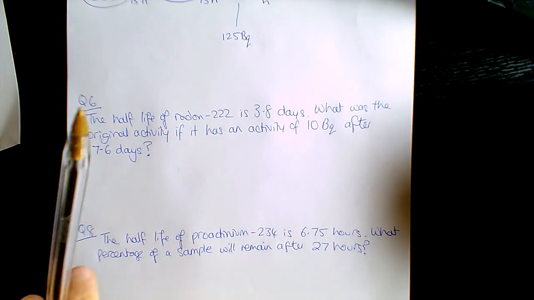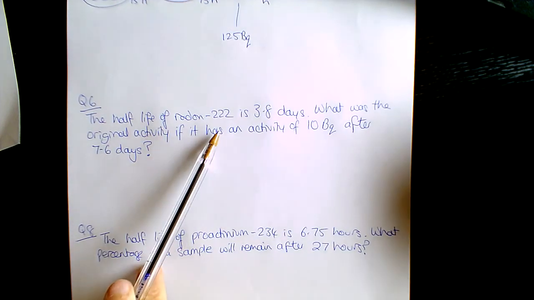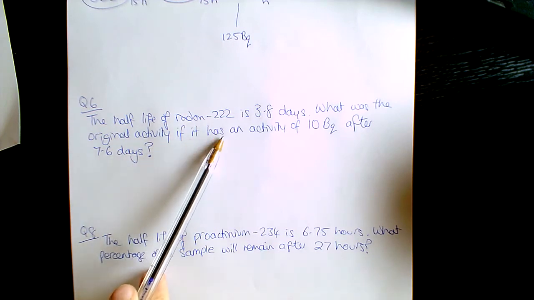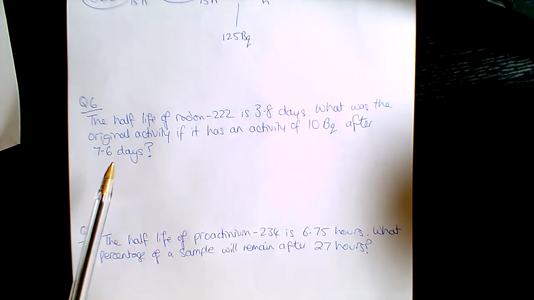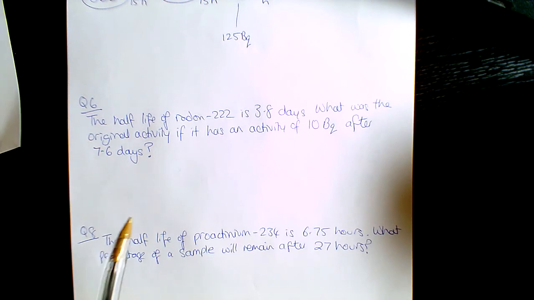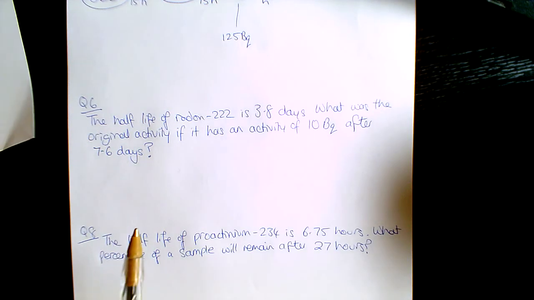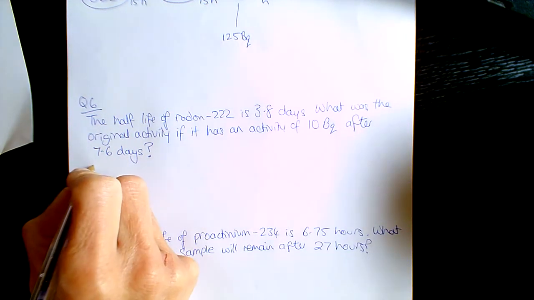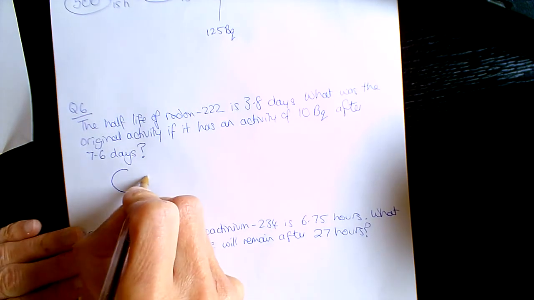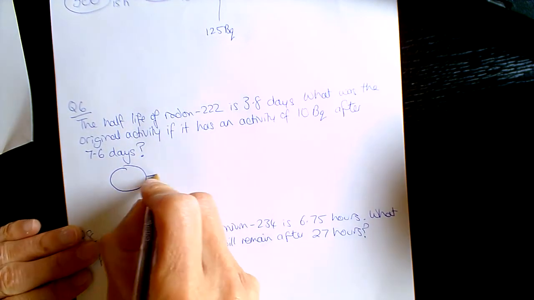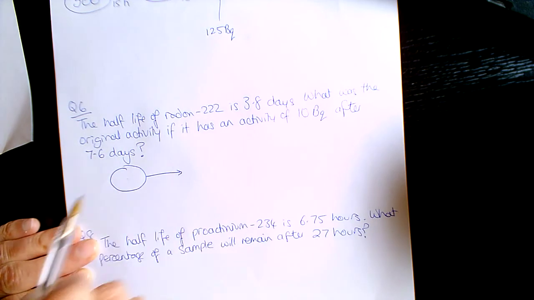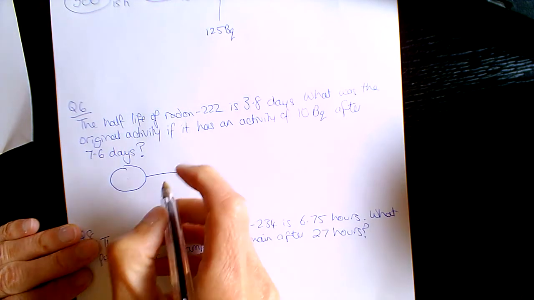So we'll use the same method with this question, which is question 6. Okay, so you've got the half-life of radon-222 is 3.8 days. What was the original activity if it has an activity of 10 becquerels after 7.6 days? Well, with this one, you kind of have to work backwards. So you can draw out your circles, and the question's asking you what is the start activity, the original activity.